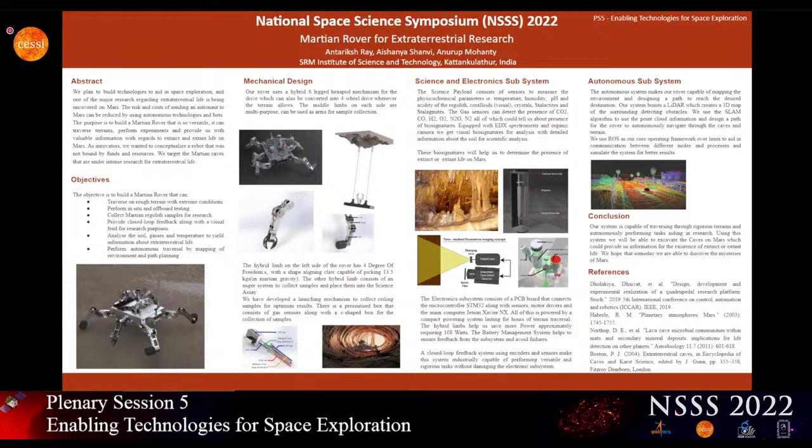The rover is also equipped with an EDX spectrometer and an organic camera to detect biomolecules and the presence of other compounds. These biosignatures will help us determine the presence of extinct or extant life on Mars. Our autonomous subsystem consists of a 3D mapping lidar that maps the surroundings, and using SLAM technology, it is able. So we hope that someday we are able to discover the mysteries of Mars.